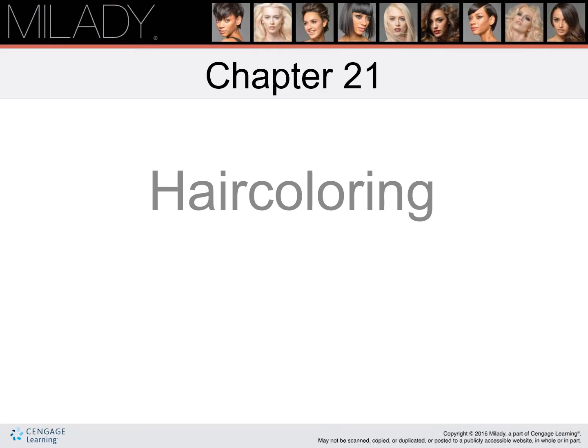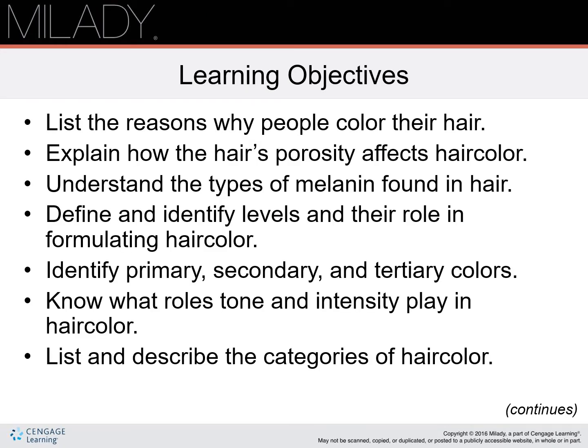So before we get started, I want to go over what exactly you are going to learn in this chapter. So what am I going to take away from it? We're going to talk about why people color their hair. We're going to talk about porosity, density. We're going to talk about texture, the hair structure. We're going to talk about melanin. You should be able to identify hair color levels and their role in formulating hair color. You should be able to identify the primary, secondary, tertiary colors. We're going to talk about complementary colors, what roles tone and intensity play with hair color.